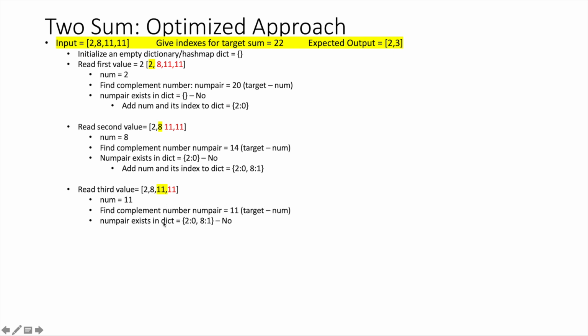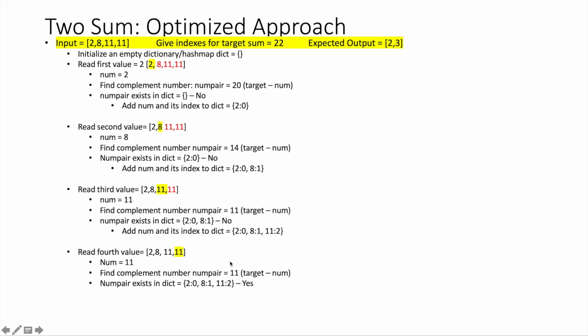We see if 11 already exists in the dictionary. It does not, so we add our num, which is 11, and its corresponding index, which is 2, into our dictionary. Now our last number, once again, our number is 11. Our complement number is also 11. We're going to see if our complement number exists in our dictionary. It does, it's right here.